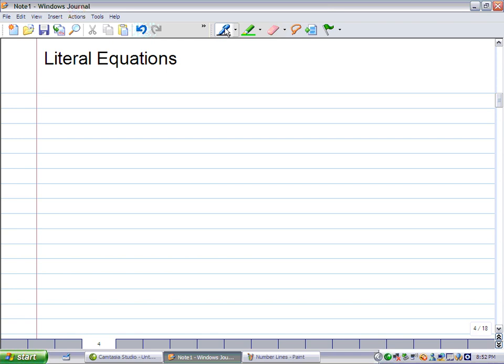This section is on literal equations. Basically, these are formulas that are solved for a particular variable, and there might be situations where the variable we want to solve for, the unknown one, is on the other side of the equation. And so rather than plugging all these values in and having to solve these equations over and over and over again, if we could solve the original equation, the formula, then it would be easier for plugging these numbers in.